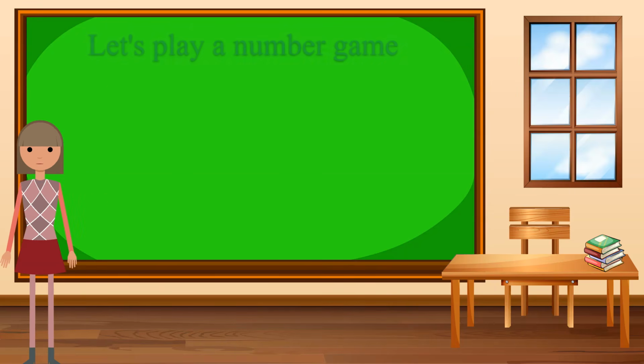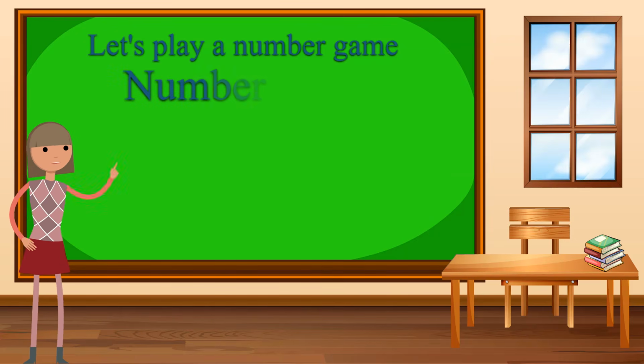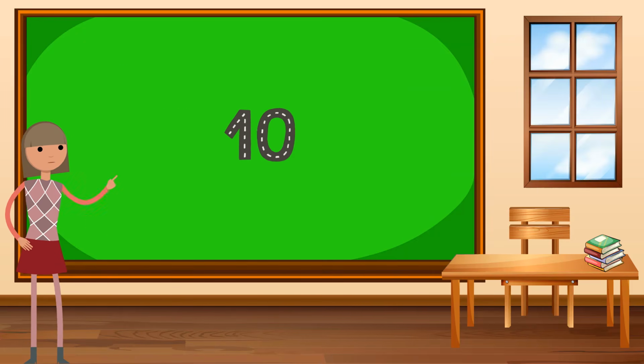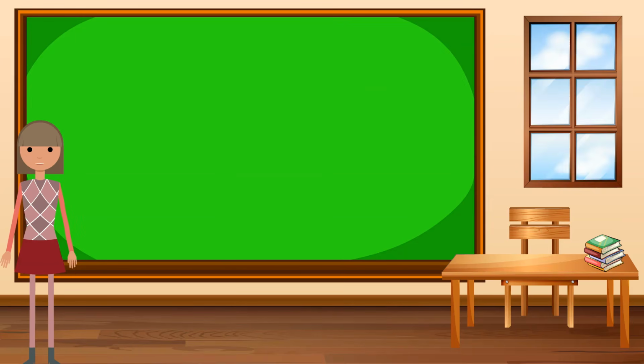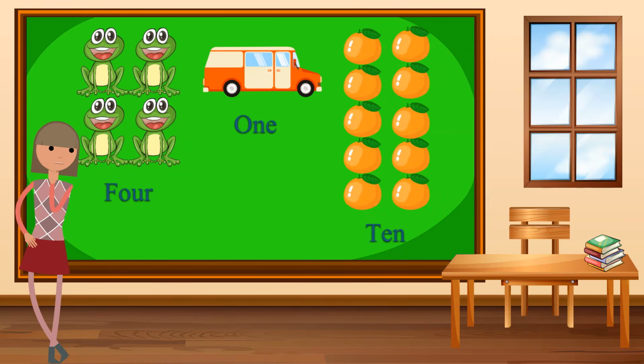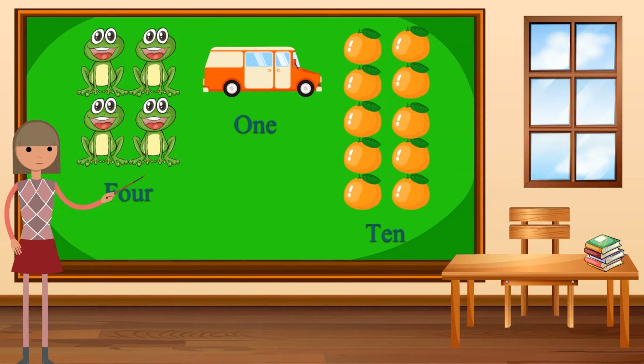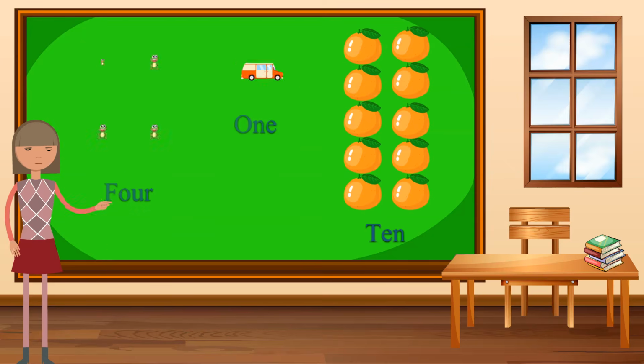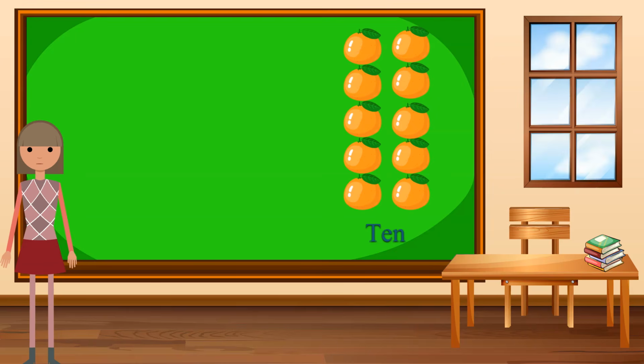Hello friends! Let's play a number game. It's a number match. You have to match number 10 with the 10 things you can see here. Where can you count 10 things? Can you count 10 frogs, 10 vans, or 10 oranges? Let's try the oranges. 1, 2, 3, 4, 5, 6, 7, 8, 9, 10. Very well, we counted correctly.